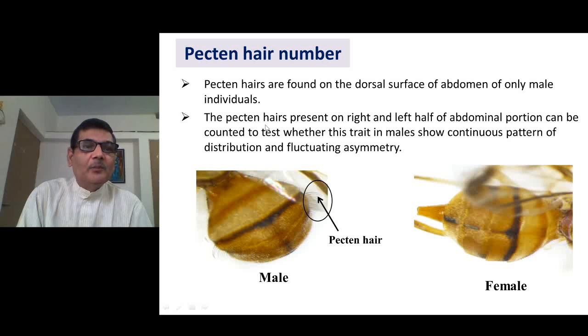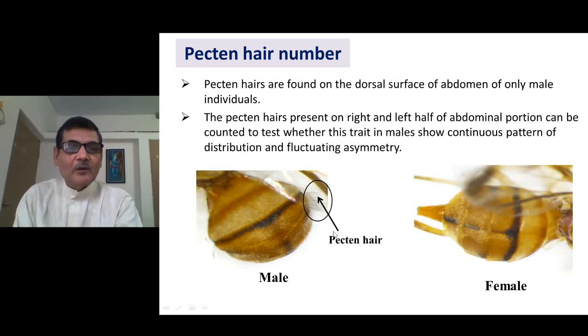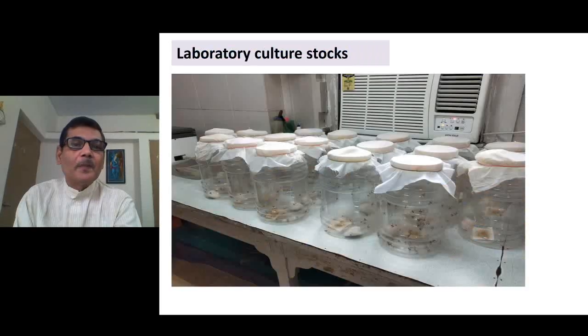So it is written here that pecten hairs are found on the dorsal surface of abdomen of only male individuals. The pecten hairs present on right and left half of the abdominal portion can be counted to test whether this trait in males shows continuous pattern of distribution and fluctuating asymmetry. At least these two phenomena of evolutionary biology could be tested by using the number of pecten hairs present in the individuals of this species.